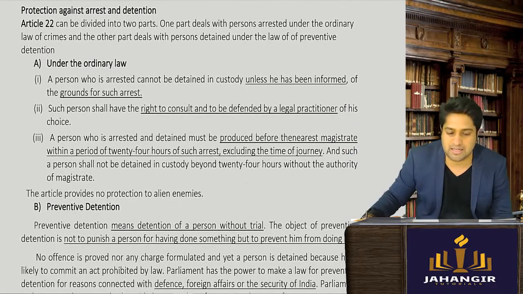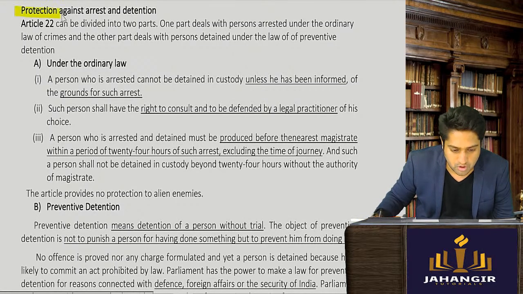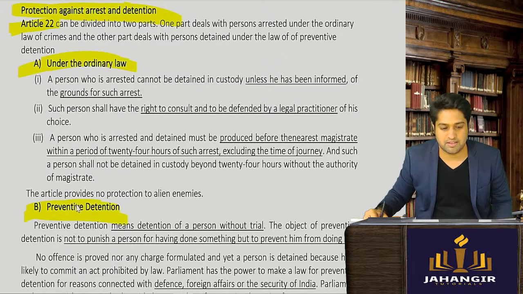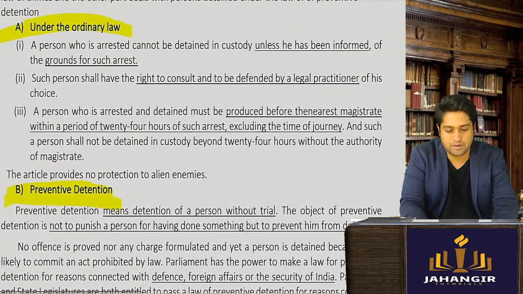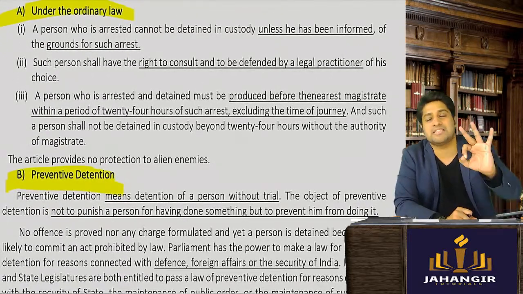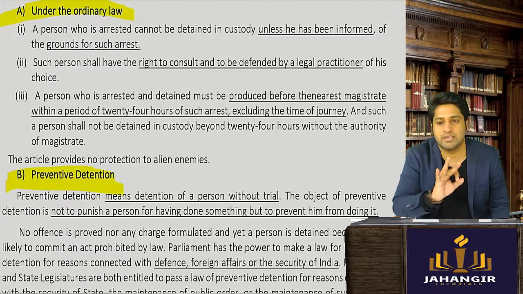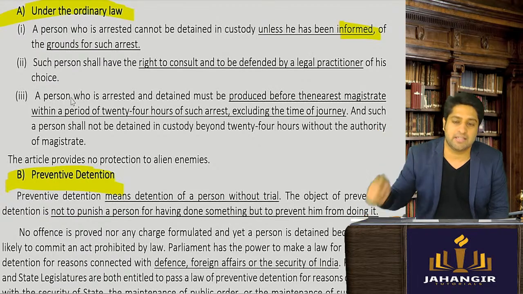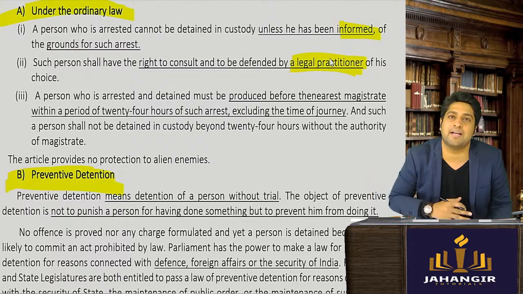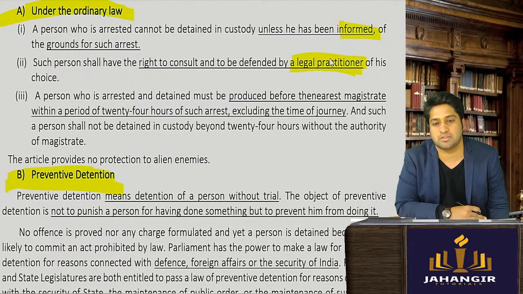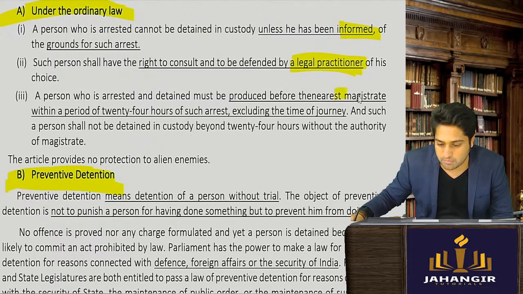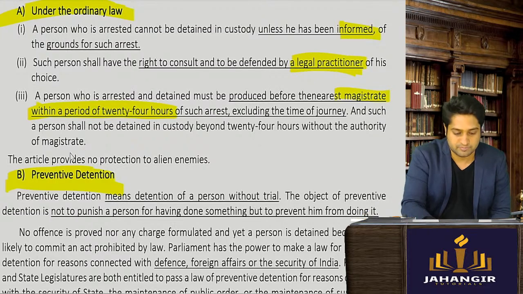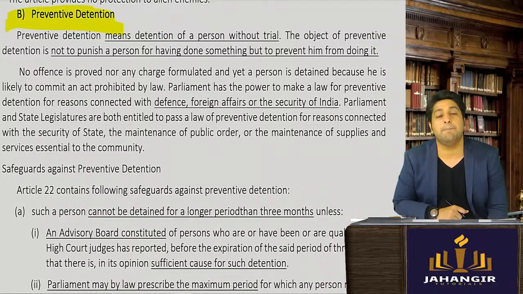Then comes Article 22. Protection against arrest and detention. Very simple, under ordinary law and under preventive detention. First, if a person has been arrested, he has 3 rights. He should be informed why he is arrested. Second, he has a right to be defended by a legal practitioner. Third, he has to be brought before the magistrate within a period of 24 hours. Okay, 3 facts.